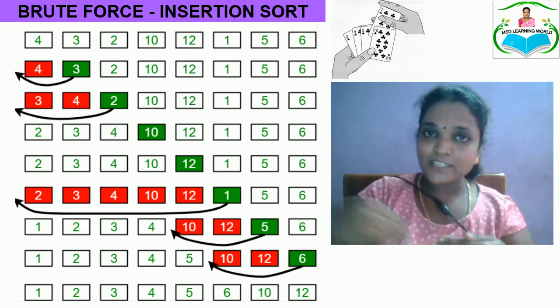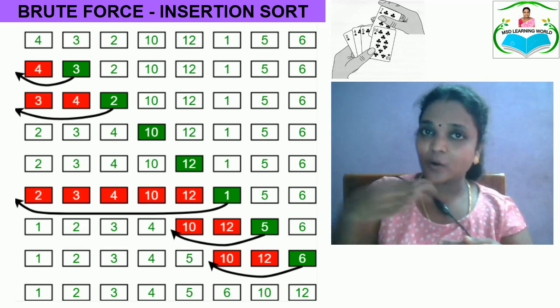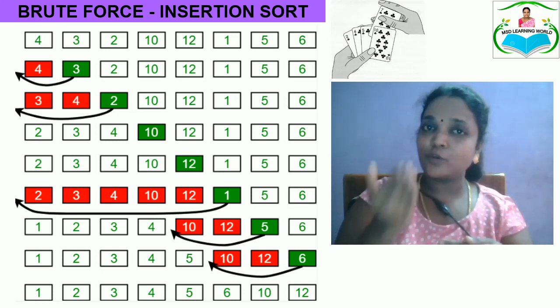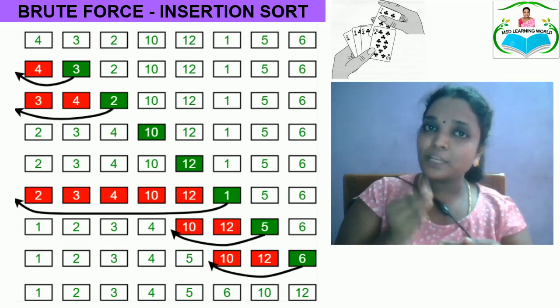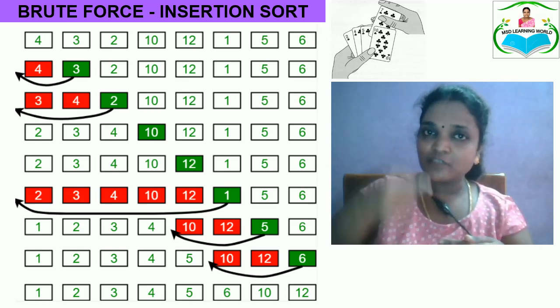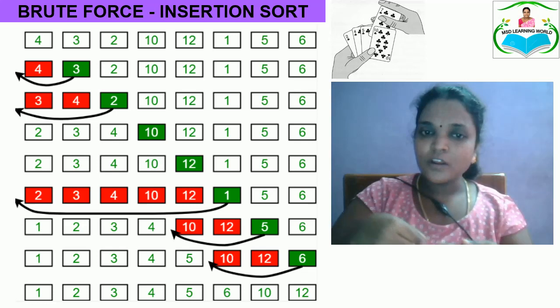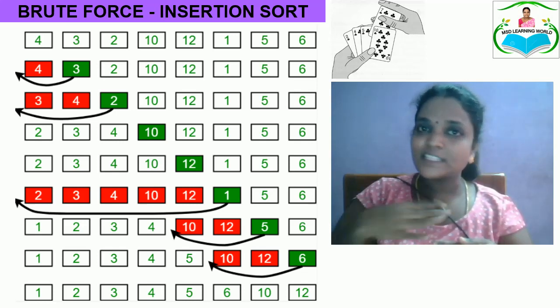While I am inserting, it is sure that I am not going to compare the card 5 with 3, 2, 1. We know that the cards present before 4 are already going to be smaller than 4. So 5 is the exact position, which has to be kept after 4. Now all the cards on the left hand side, 1, 2, 3, 4, 5, 10, 12, are in sorted order.